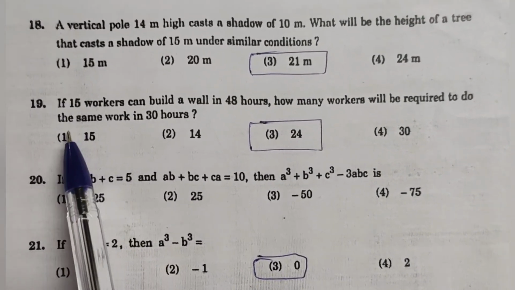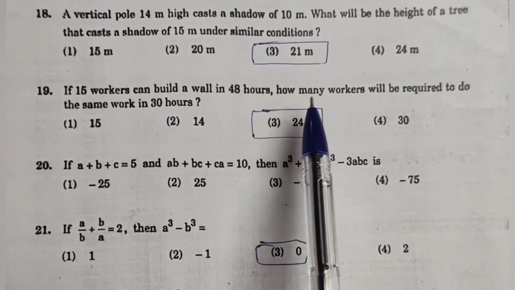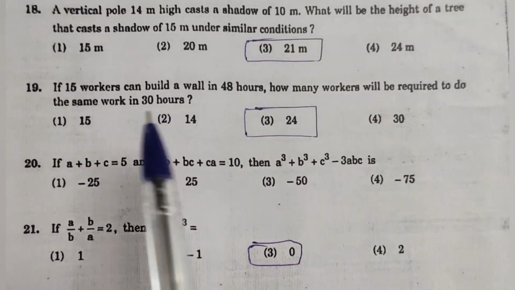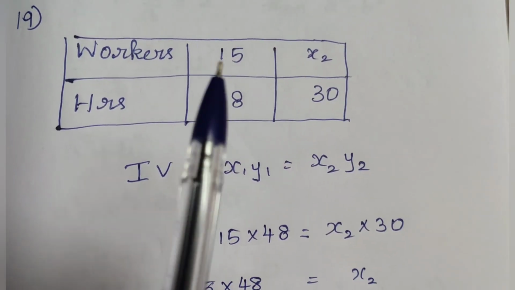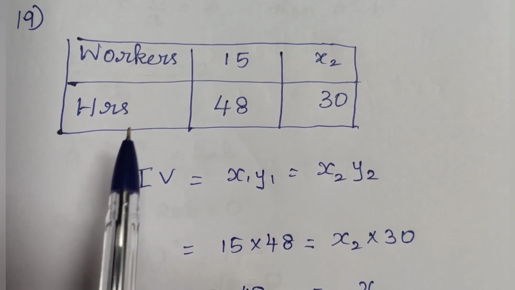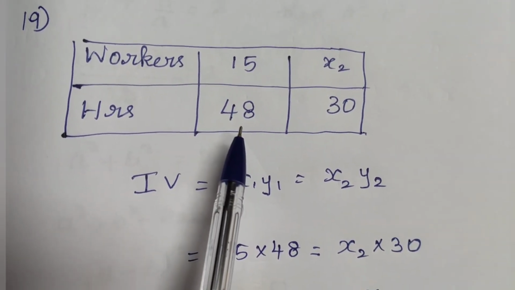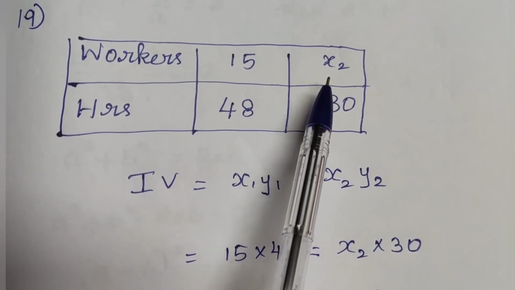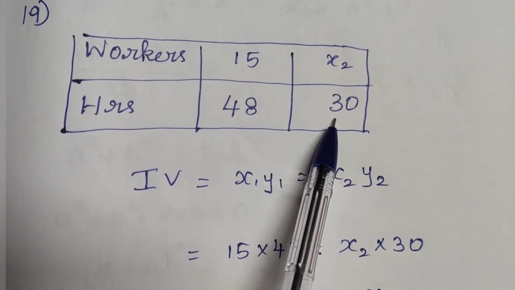19th question. If 15 workers can build a wall in 48 hours, how many workers will be required to do the same work in 30 hours? We can make the table with columns workers and hours. 15 workers will build the wall in 48 hours. So how many workers are needed to finish the work in 30 hours?